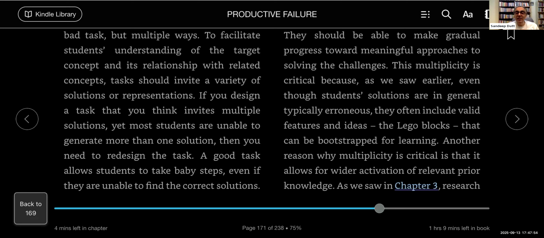This multiplicity is critical because, as we saw earlier, even though student solutions are in general typically erroneous, they often include valid features and ideas, the Lego blocks that can be bootstrapped for learning. Another reason why multiplicity is critical is that it allows for wider activation of relevant prior knowledge, as we saw in chapter 3. Research shows that a wider activation prepares the learner to learn from subsequent instruction.